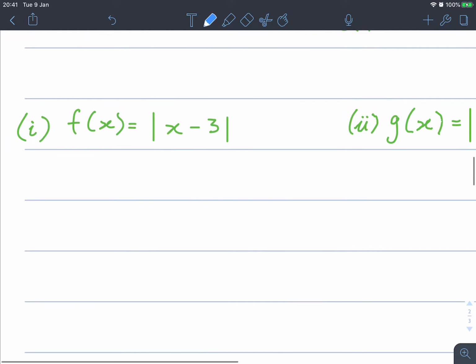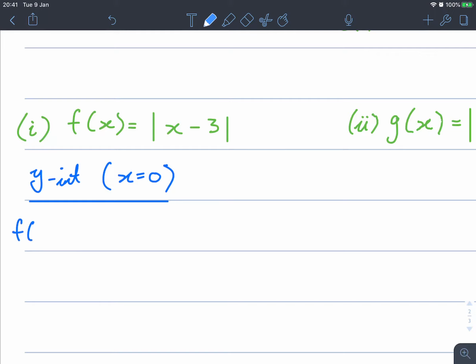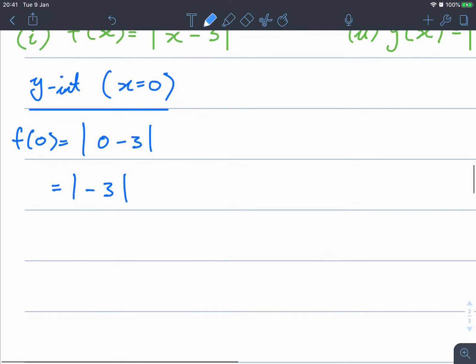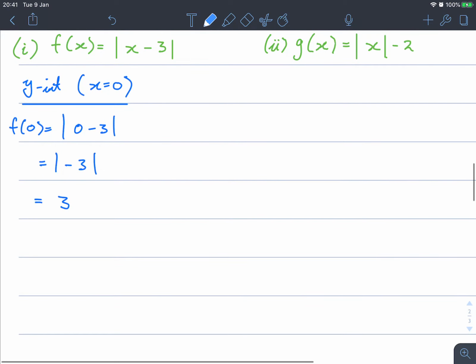Here we go. So let's find the y-intercept first. For the y-intercept, x is equal to 0. So we substitute: f of 0 becomes the absolute value of 0 minus 3, which is the absolute value of negative 3, which becomes positive 3. So my y-intercept is going to be at 0, 3.